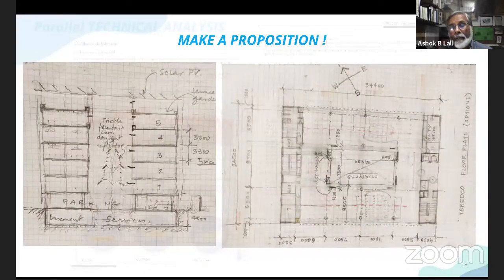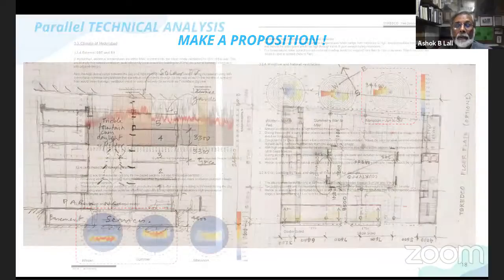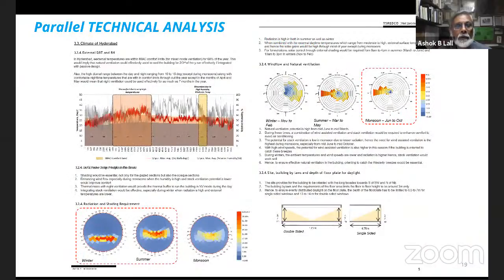Well, parallelly what's been happening is that some other members of the team are doing a very detailed analysis of the climate. They're looking at the movement of temperature, the sun path, solar intensity, wind movement, humidity, even ground temperatures. They are doing this analysis from the available data on the internet and various websites, and they are refining what exactly, in terms of climatic response, the building needs to do.